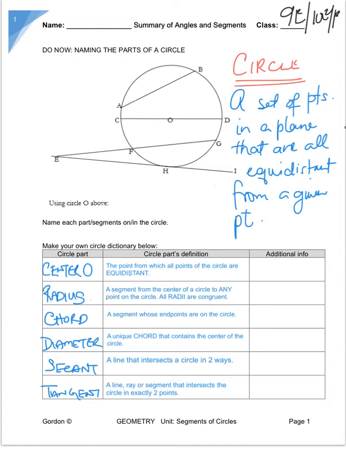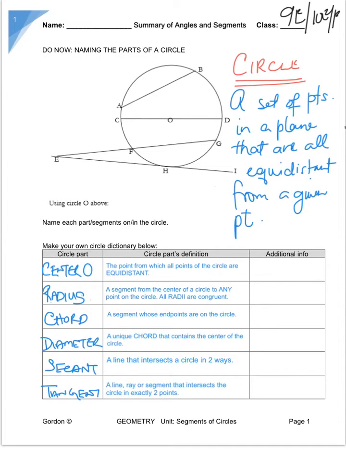For the do now, we'll be naming the parts of a circle, and we just want to define what a circle is. A circle is a set of points in a plane that are equidistant from a given point. So a circle is a set of points in a plane that are all equidistant from a given point. Now we're going to use the circle above, and then we're going to name each segment in the circle.